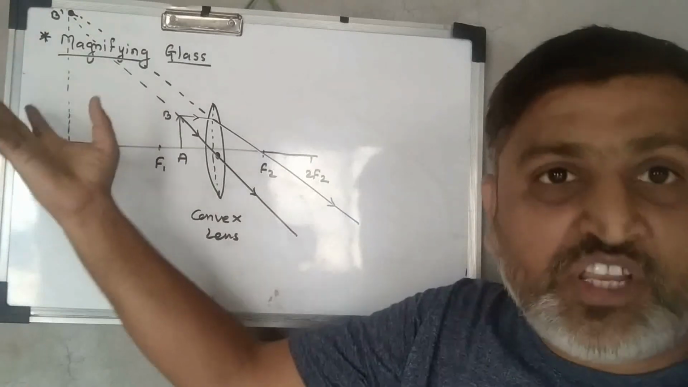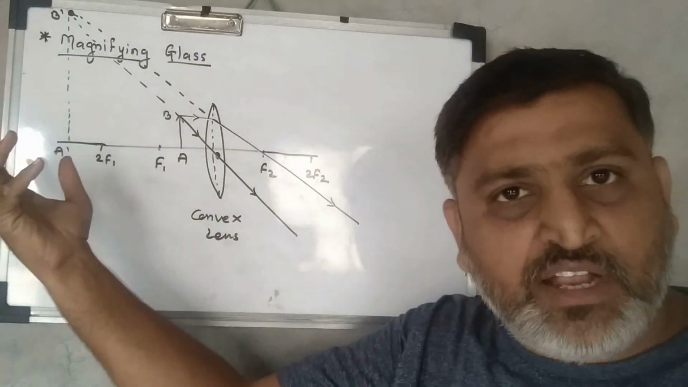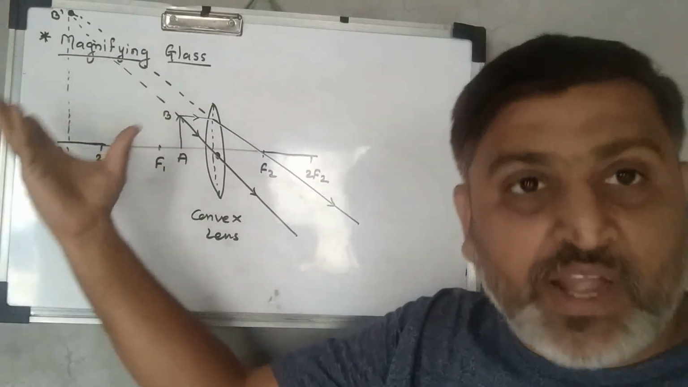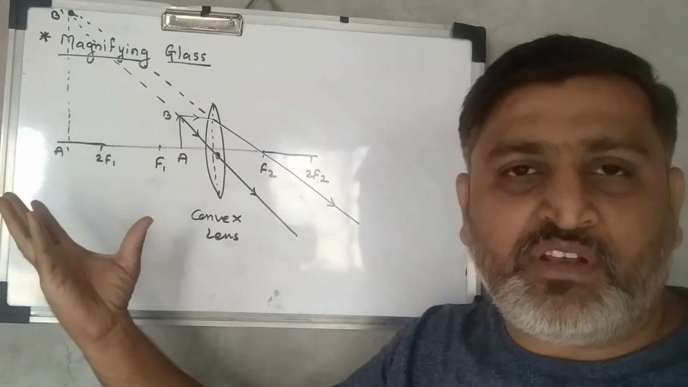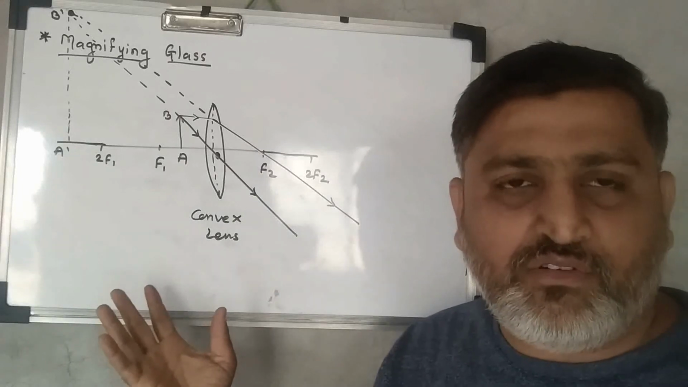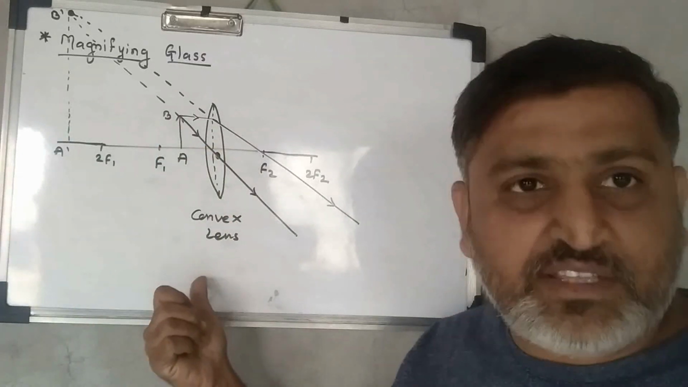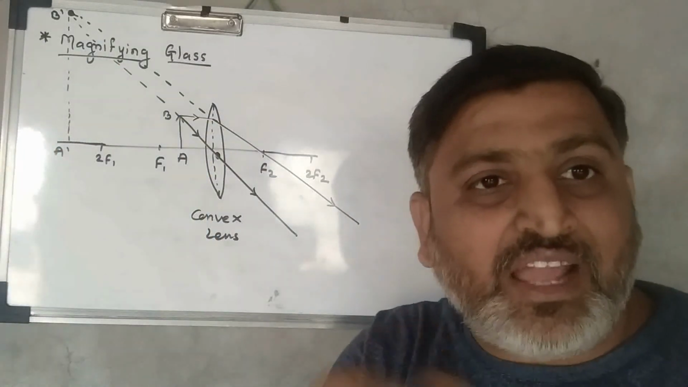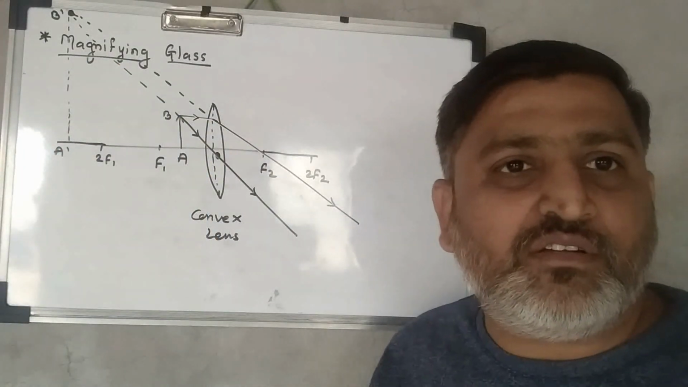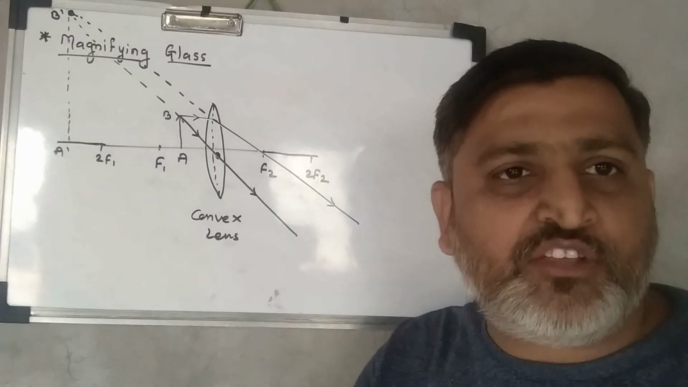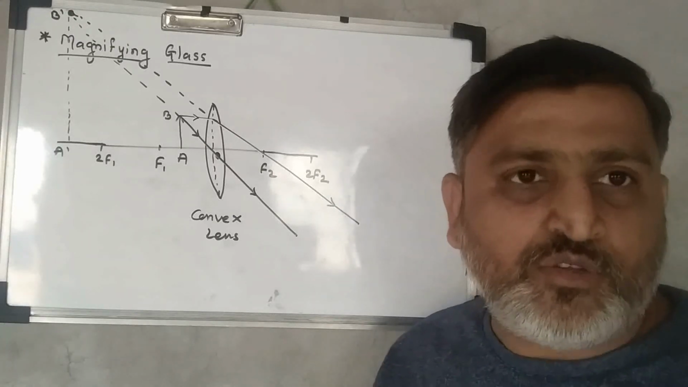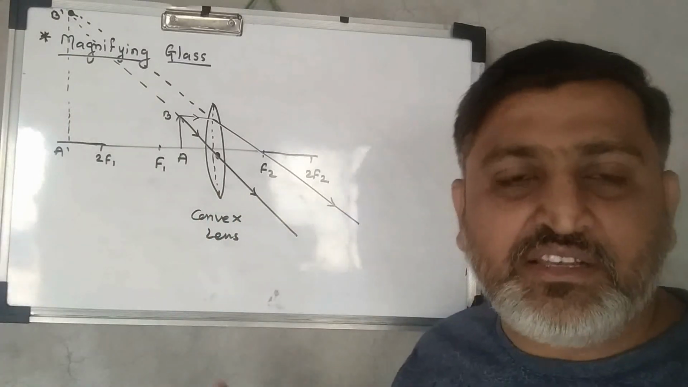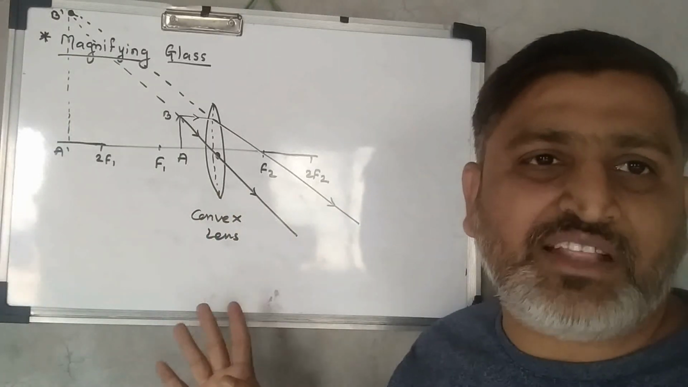Similarly, it is virtual. It is on the same side of the glass. Similarly, it is upright, right? It is upright. And this nature of the convex lens is used to magnify tiny objects, to get a magnified image of tiny objects, right? So in the microscope as well as in the magnifying glass, this type of action of the convex lens is used.